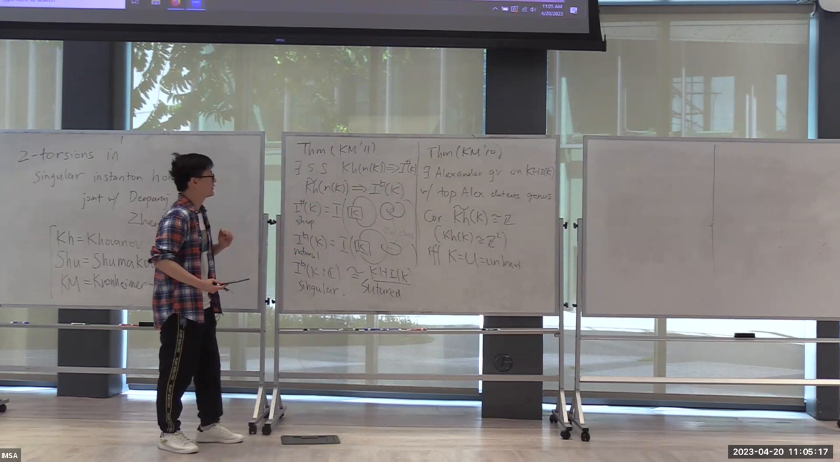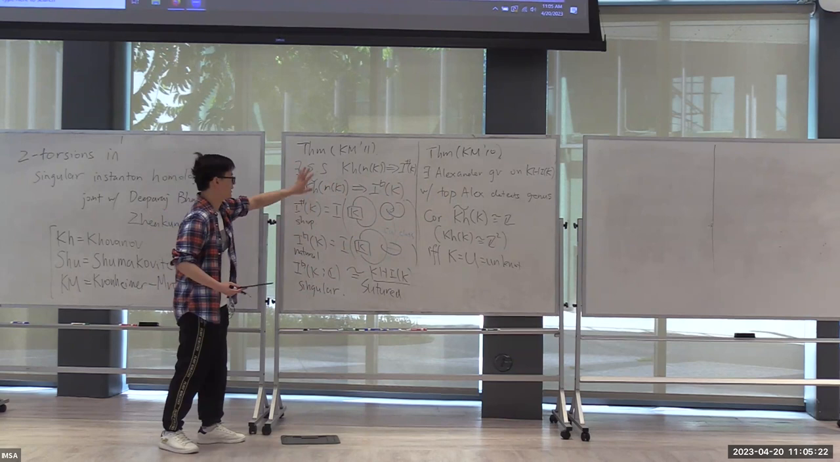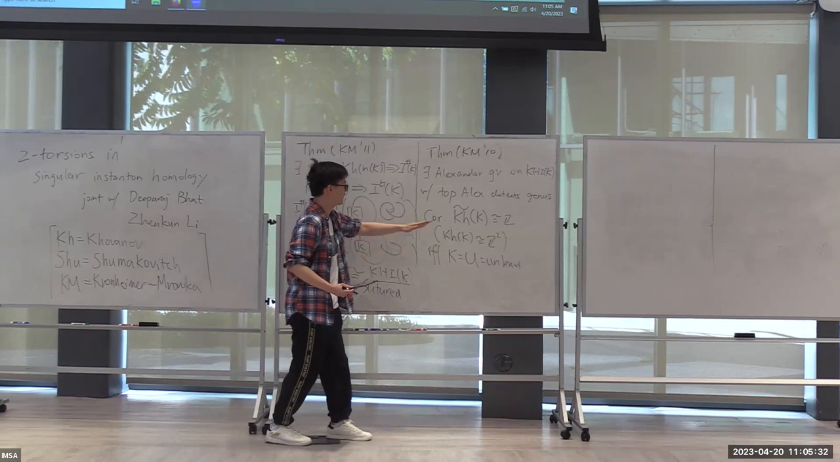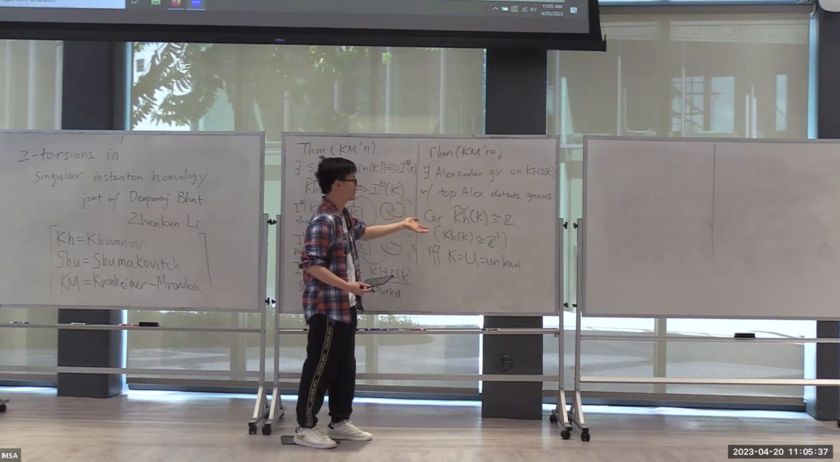So the strategy in this proof is that sometimes we reconstruct something on the left hand side about singular instanton, and then we use such an isomorphism to pass the singular instanton to the sutured instanton. And then in the sutured instanton, we have the Alexander grading, which just has more structure and we can deal with it.